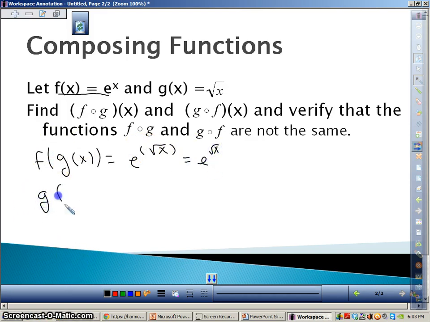Now when I start with g and I plug f into that function, I have to start with the square root of x, and inside of it, I will place f, which is e to the x. Now, the square root of x is in this function. For g of f, the square root is on the entire function e to the x. So we can see that e to the square root of x does not equal the square root of e to the x. And if you really wanted to, you could plug in x values and make sure that is true, but I think you can see just by looking that it's not the same.